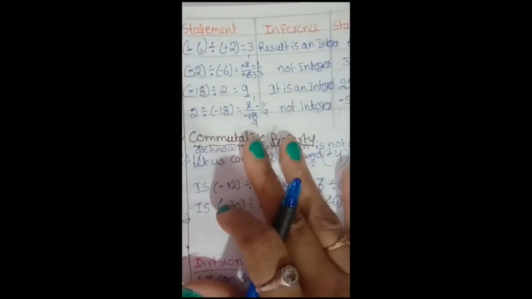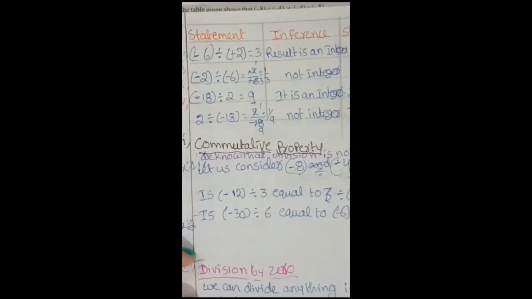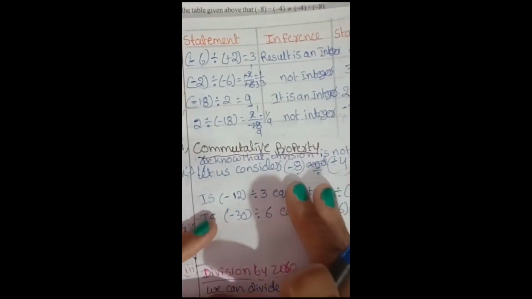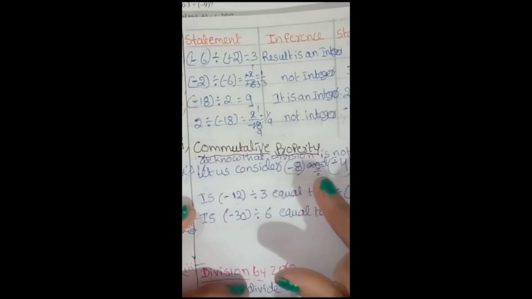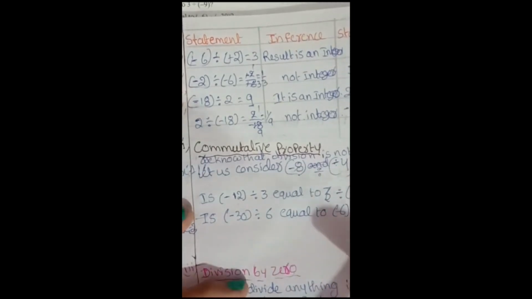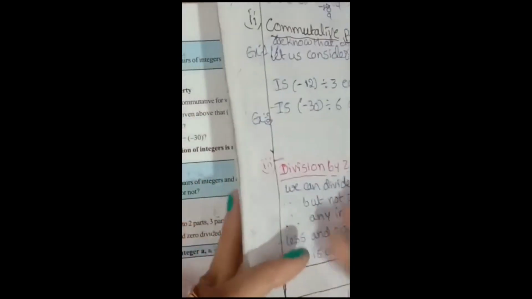Okay, next one is the second one: the commutative property. What is the commutative property? How do you know that division is not commutative for whole numbers? Let us check for integers also. For example, minus 8 divided by minus 4, equal to minus 4 divided by minus 8. Are both equal or not? Let us check the commutative property.